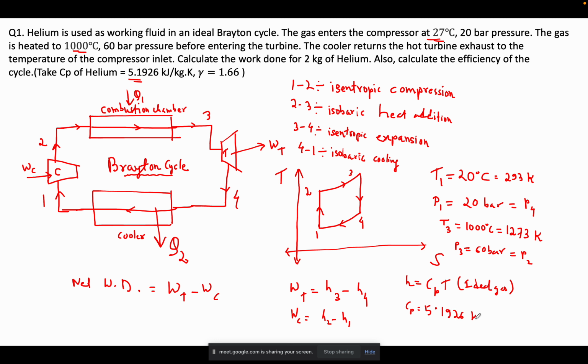Cp is 5.1926 kilojoule per kg Kelvin. Also the gamma, that is the specific heat ratio Cp by Cv, is given to us as 1.66, which we will be using. In order to calculate the enthalpies, we need the different temperatures. We know T1, we know T3, so our motive will be to calculate T4 and T2.